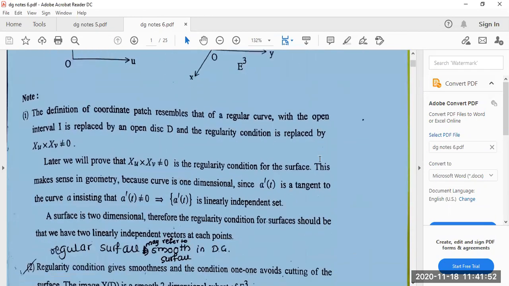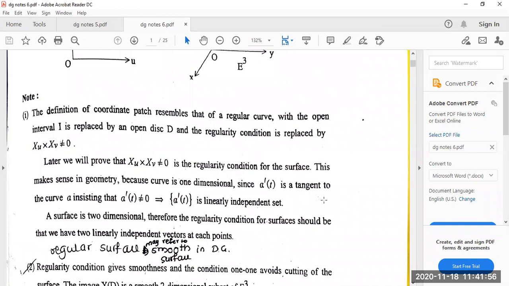So here you can see the curve alpha is said to be regular if alpha dash of t is not equal to 0. That is, we get one single independent vector, that is alpha dash of t. If alpha dash of t is not equal to 0, then we say that the curve is regular.